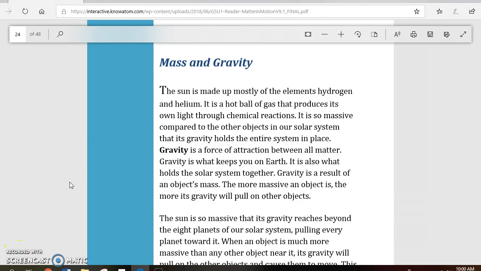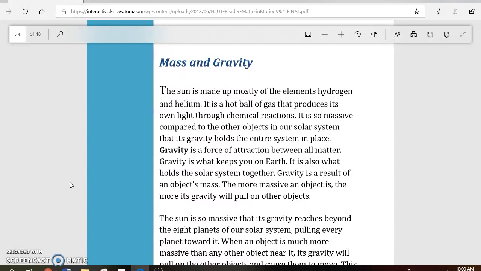Mass and gravity. The Sun is made up mostly of the elements hydrogen and helium. It is a hot ball of gas that produces its own light through chemical reactions. It is so massive compared to the other objects in our solar system that its gravity holds the entire system in place. Gravity is a force of attraction between all matter. Gravity is what keeps you on Earth. It is also what holds the solar system together.